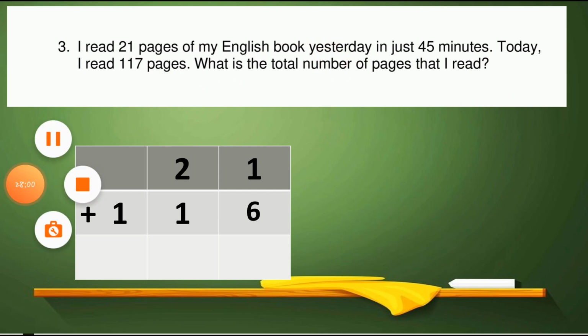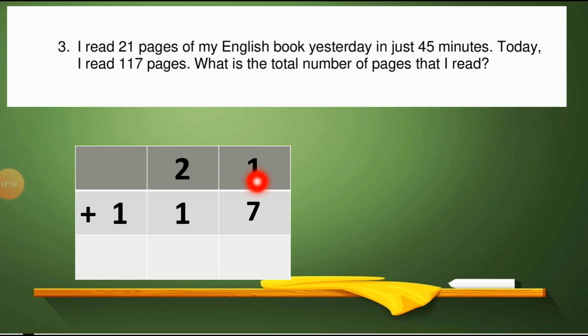117 first. Here is the information I write: 21 pages and 117 pages. These two page numbers are the pages she read. So, let's start adding the numbers. Here is the ones column, which is 1 plus 7. So, students, 1 plus 7 is equal to 8. So, here the number 8 will come.